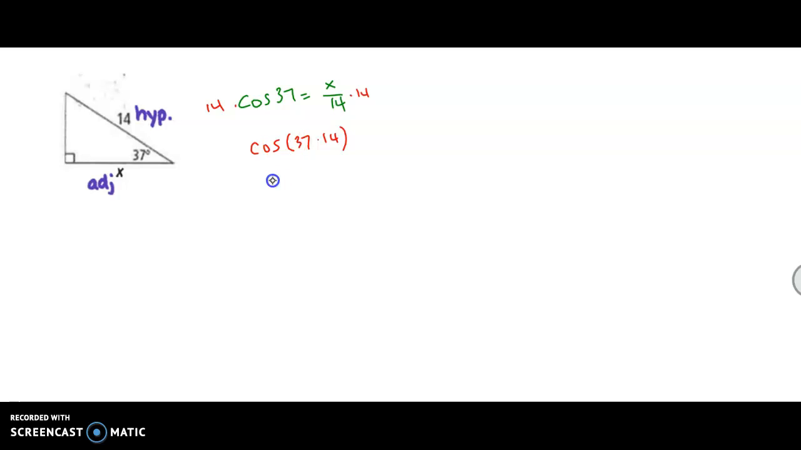Okay. If you're going to do cosine first, then, like I said, the parentheses pops up in your calculator automatically. And then if you do it this way, you have to close it and then times 14. But I suggest doing it in this order right here.